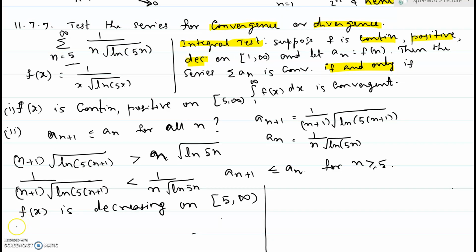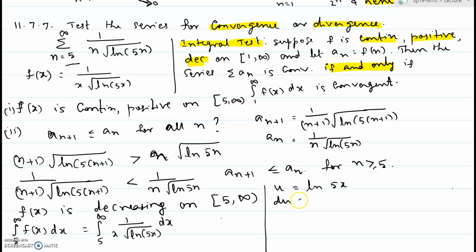Now we'll evaluate the improper integral from 5 through infinity of f of x dx, which is the integral from 5 through infinity of 1 over x times square root of ln of 5x dx. This integral can be evaluated by the u-substitution method. So let's assume u equals ln of 5x. Then du will be equal to 1 over 5x times 5 dx, outer derivative times inner derivative. This is the chain rule. So the 5 and 5 get cancelled out, and it's 1 over x dx.